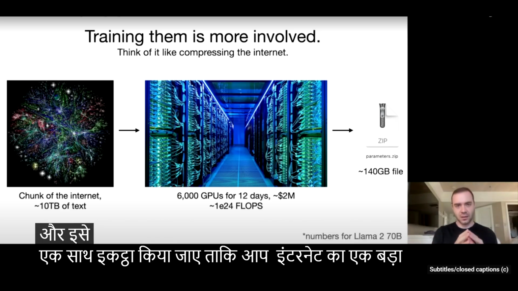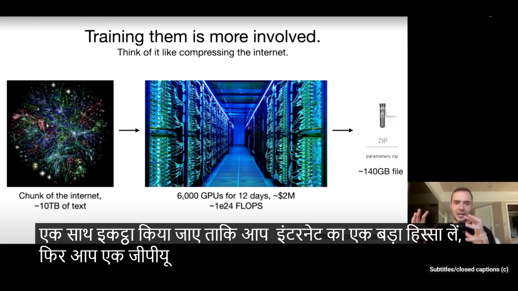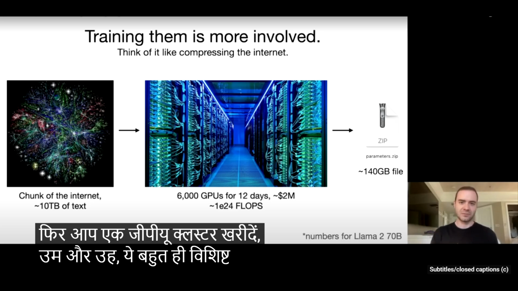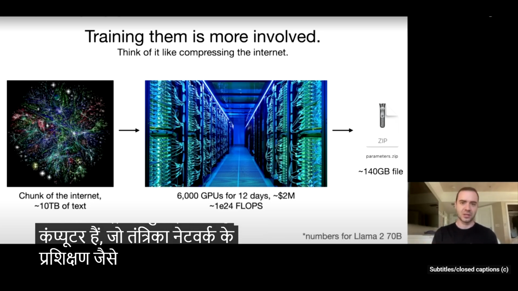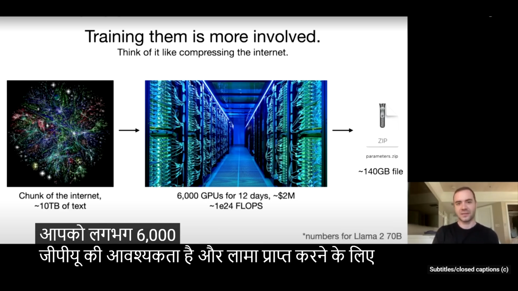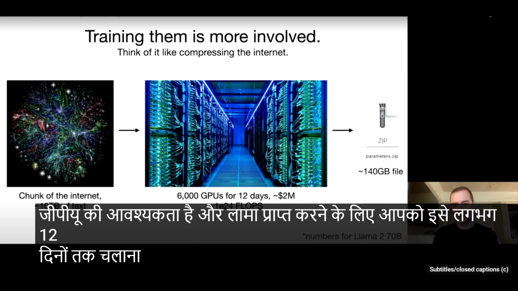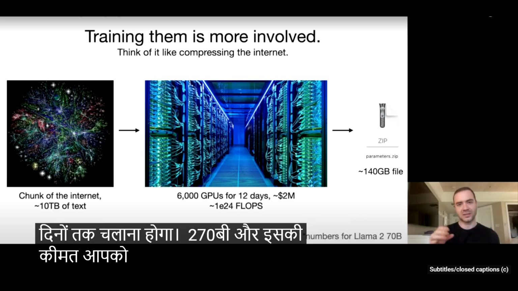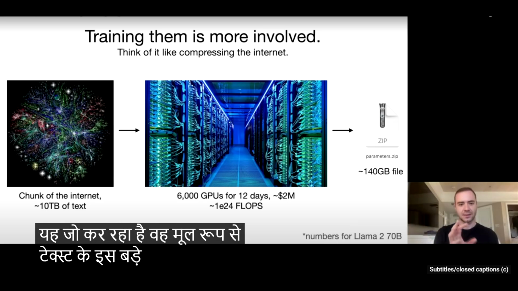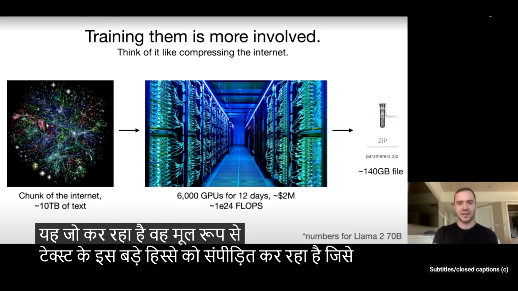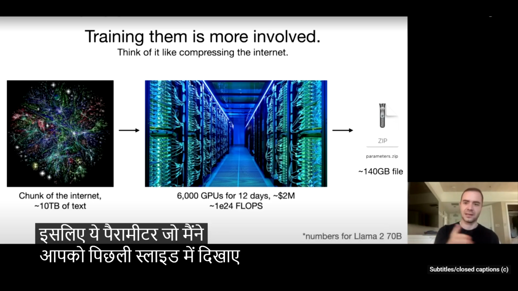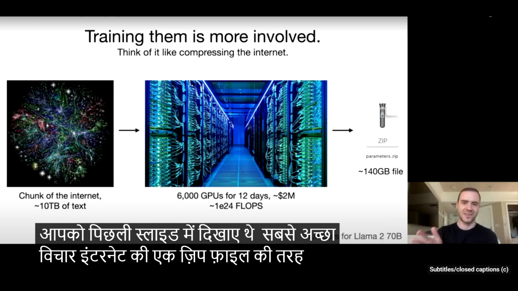So you take a large chunk of internet, then you procure a GPU cluster. These are very specialized computers intended for very heavy computational workloads, like training of neural networks. You need about 6,000 GPUs, and you would run this for about 12 days to get a Llama 2 70B. This would cost you about $2 million. What this is doing is compressing this large chunk of text into what you can think of as a kind of zip file. These parameters that I showed you in an earlier slide are best thought of as a zip file of the internet.